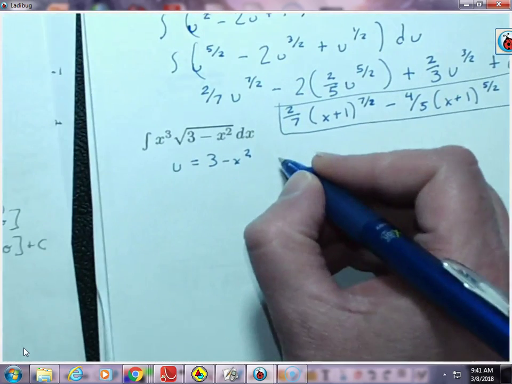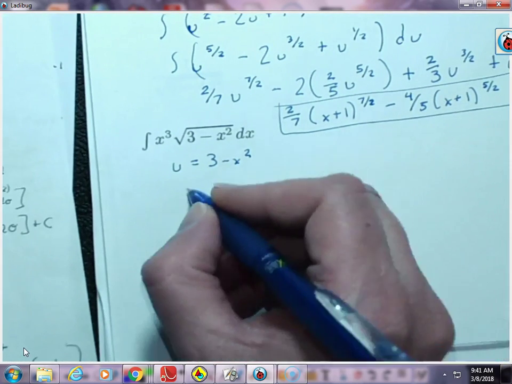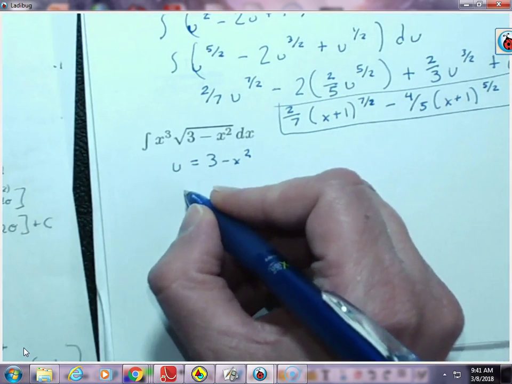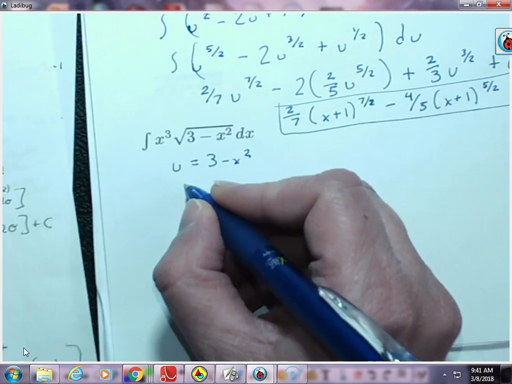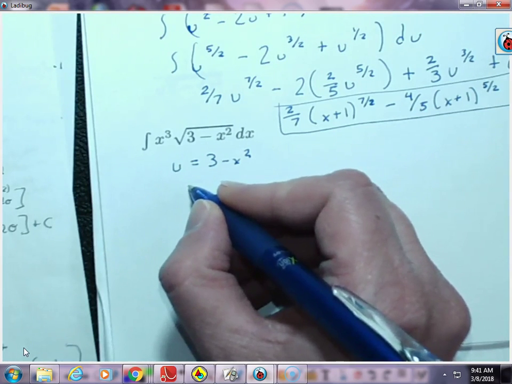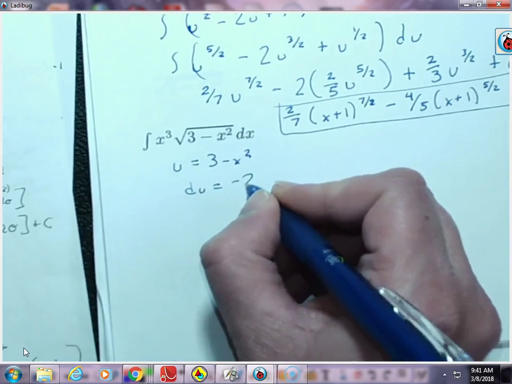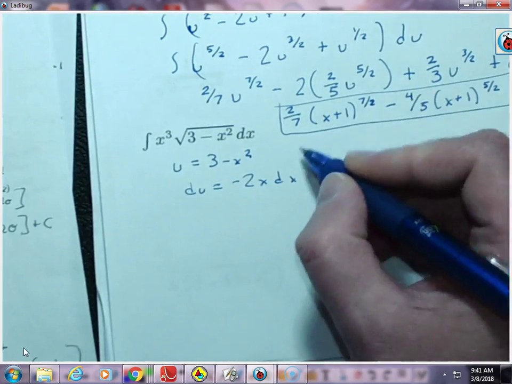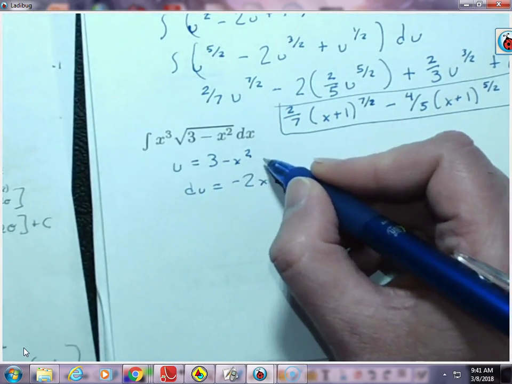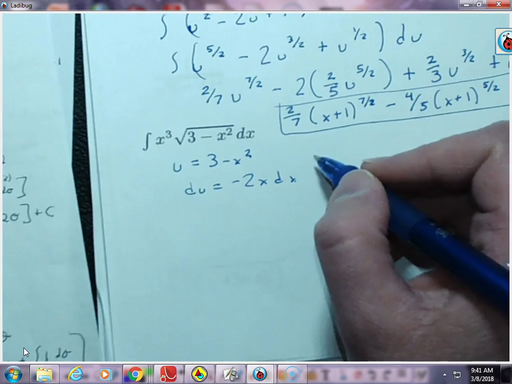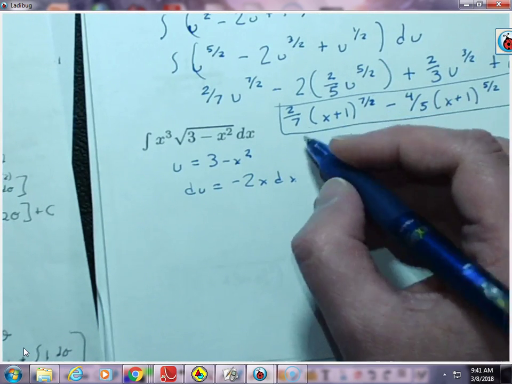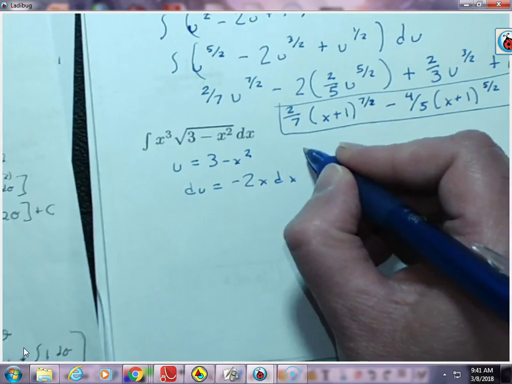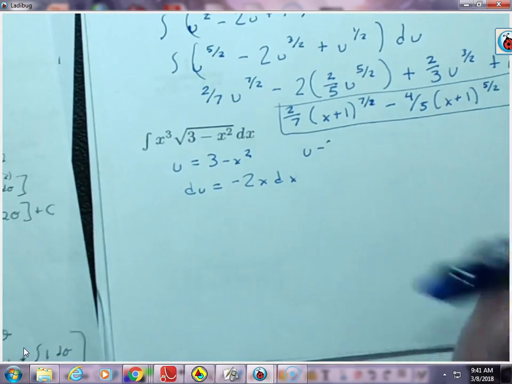So, tell me how you started. U equals 3 minus x squared. Okay, then what? Okay, so you decide to solve this for x because that's what I taught you, although I'm going to do something different. Okay, so u minus, oh, I got to go the right way.